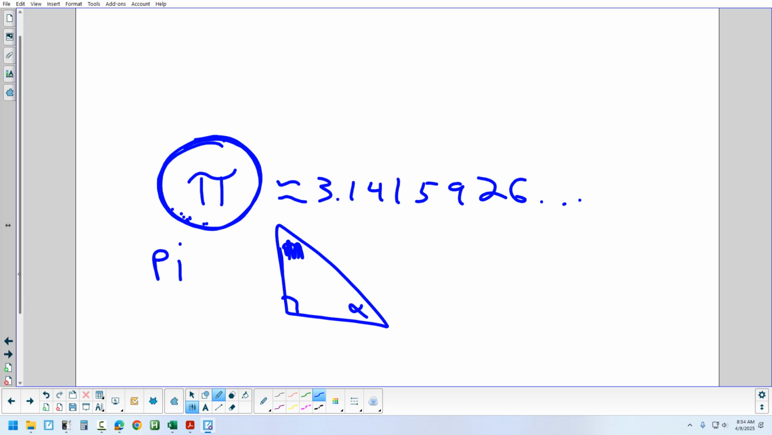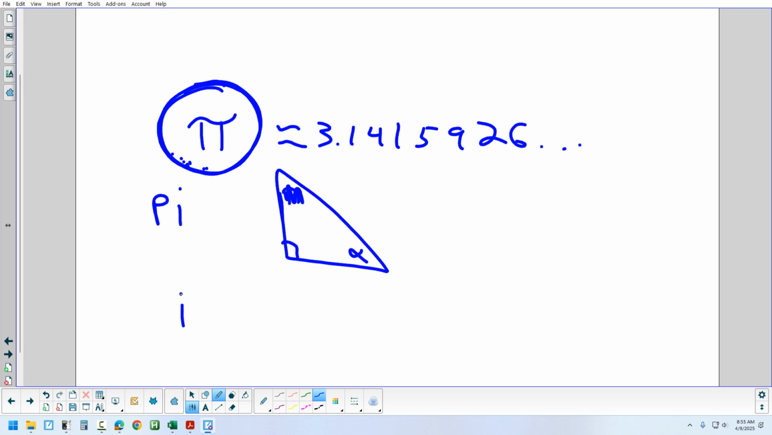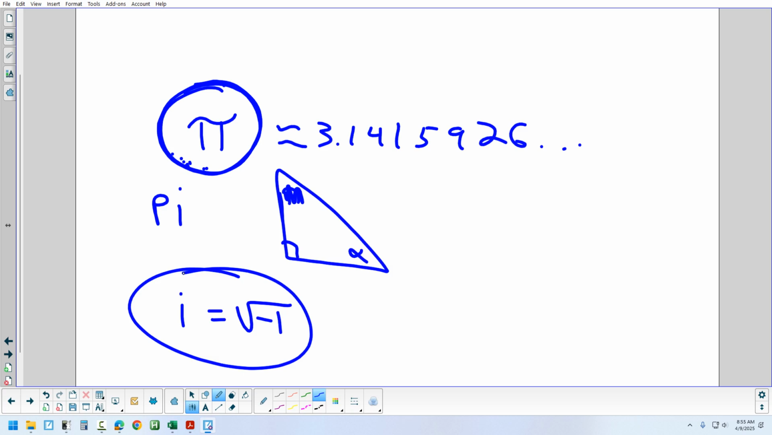Same thing with i. In math, if you had to pick a letter to represent something you didn't know in a word problem, you could pick x, you could pick y, you could pick q, you could pick all kinds of letters. But i is not a letter you should pick, because in math, i stands for something, just like pi stands for something. It stands for that number. That's what i is. It's the square root of -1.